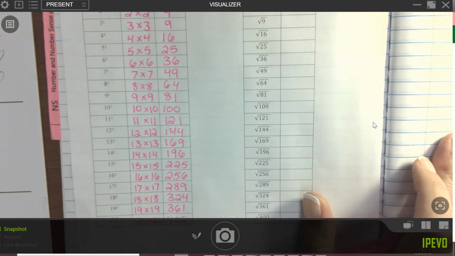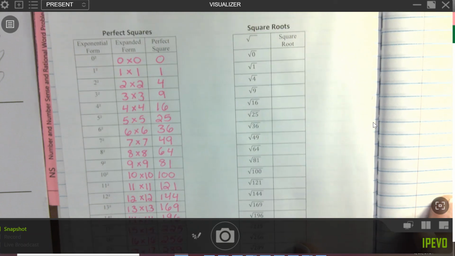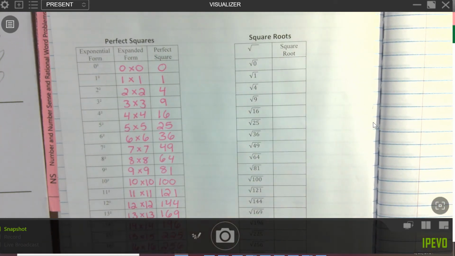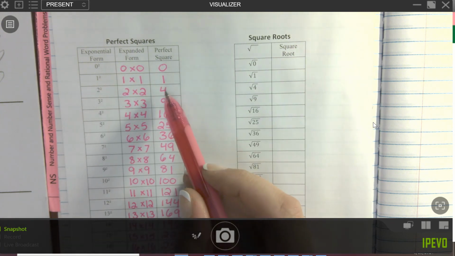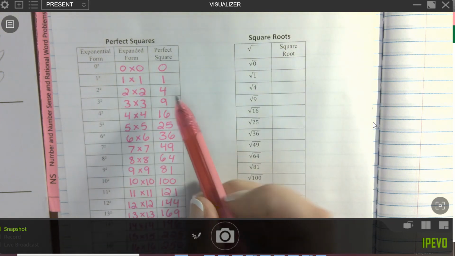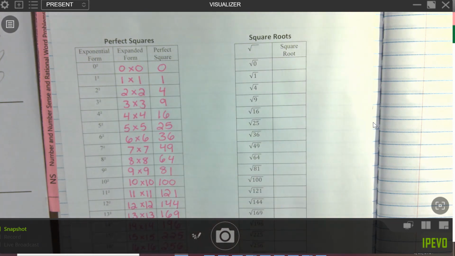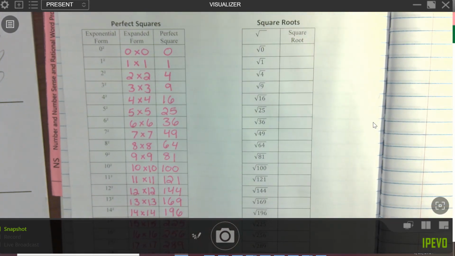What's important to know is what is what. So again, this far right hand column, those are your perfect squares. This 2 right here is not the perfect square. The 4 is the perfect square. So only the numbers in this right hand column are perfect squares, because those are numbers that you can get by multiplying a whole number by itself. So just that right hand column.